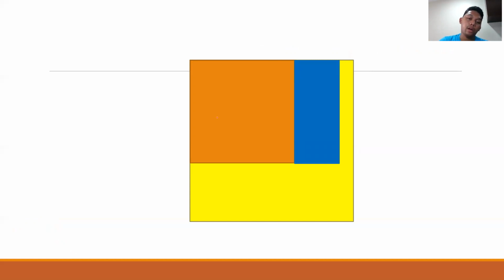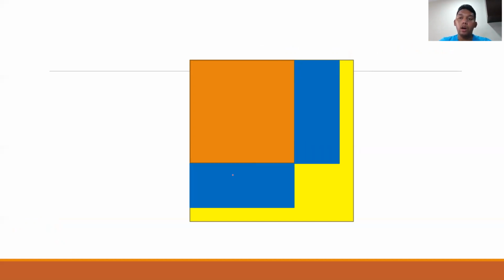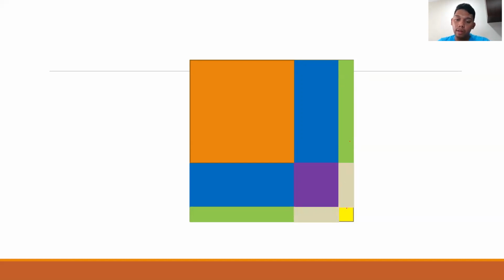We have, again, the orange square, and then we also have these two rectangle figures. And then a square here, meaning we cut the bigger square. Here is a smaller rectangle again, and then there's another smaller rectangle, and then the small square. So again, these similar color figures are equal, okay? So meaning we can combine them.